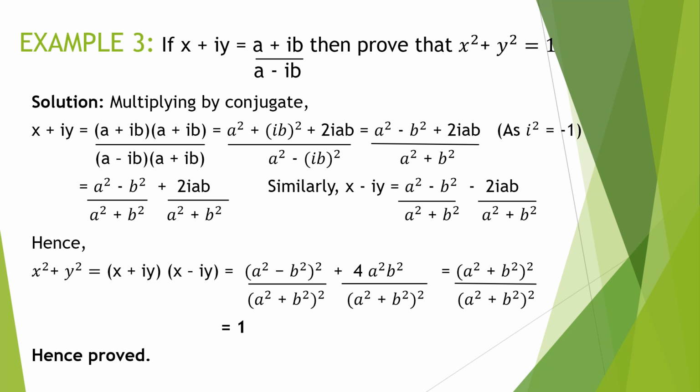Okay. So now this is equal to (a square plus b square) whole square upon (a square plus b square) whole square. On simplification, you will find this is equal to 1. So we have proved that x square plus y square equal to 1.